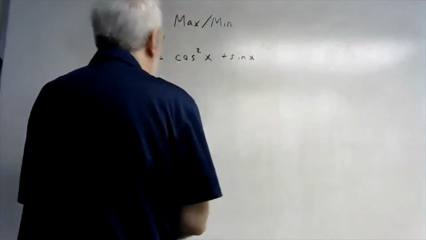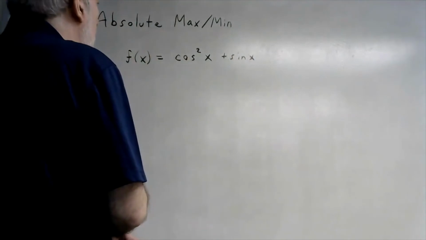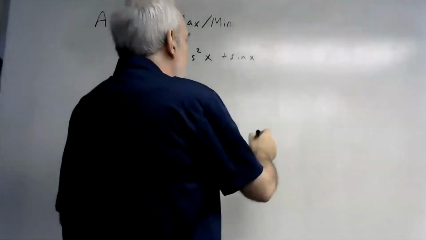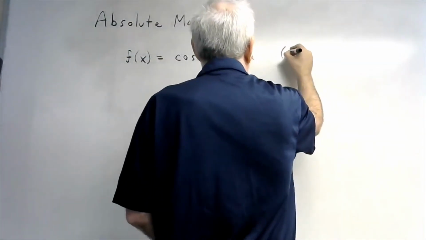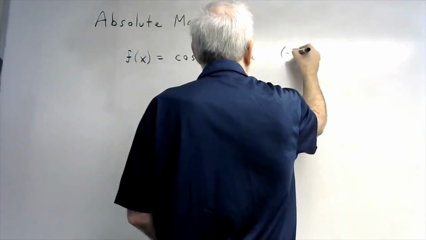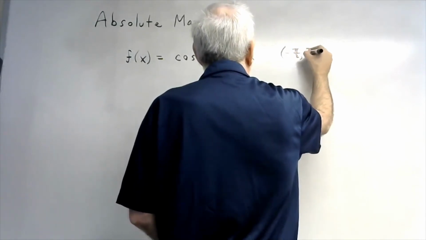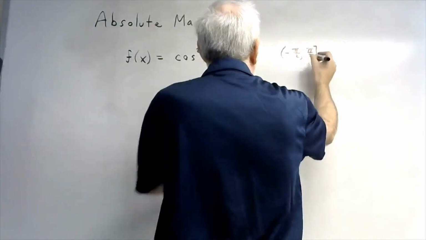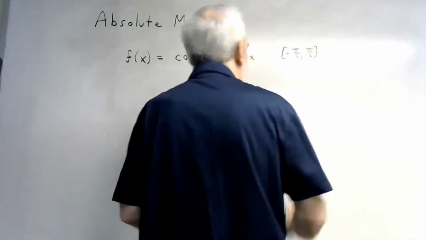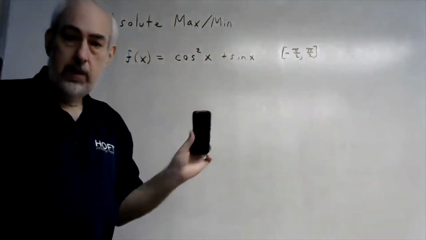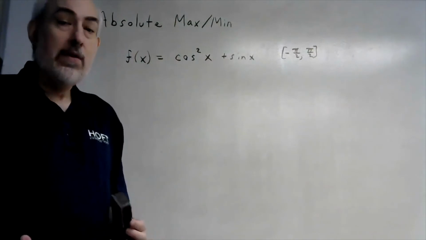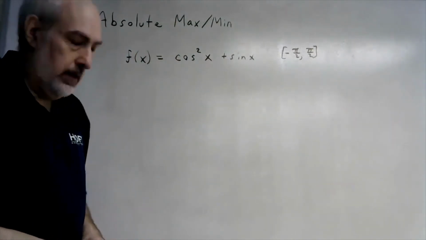Plus sine x. And let's say that we're trying to find the absolute maximum and minimum on the interval -pi/2 to +pi/2. Okay, so find the absolute max and the absolute min on that interval.